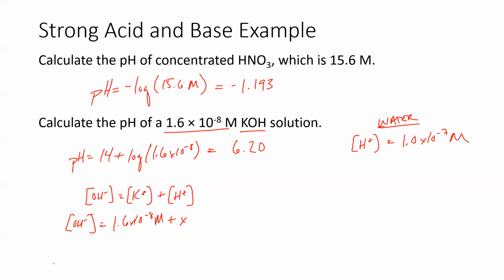Absolutely. And so I'm going to multiply both sides by the concentration of H plus. If I do that over here, that becomes KW. When I multiply it on this side, instead of H plus, I'm going to write it as X, so that I keep everything the same. And so then we have to do a little bit of math. So we have 1.0 times 10 to the negative 14 equals X squared plus 1.6 times 10 to the negative 8 X.